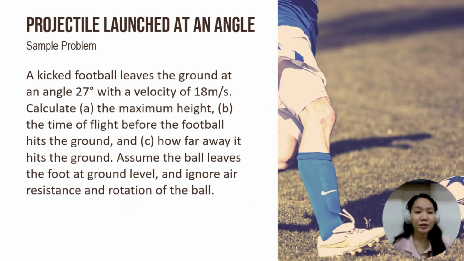I hope you're ready with your calculators and notebooks. Let us solve this problem. A kicked football leaves the ground at an angle of 27 degrees with a velocity of 18 meters per second. Calculate the maximum height, the time of flight before the football hits the ground, and how far away it hits the ground. Assume the ball leaves the foot at ground level and ignore air resistance and rotation of the ball.